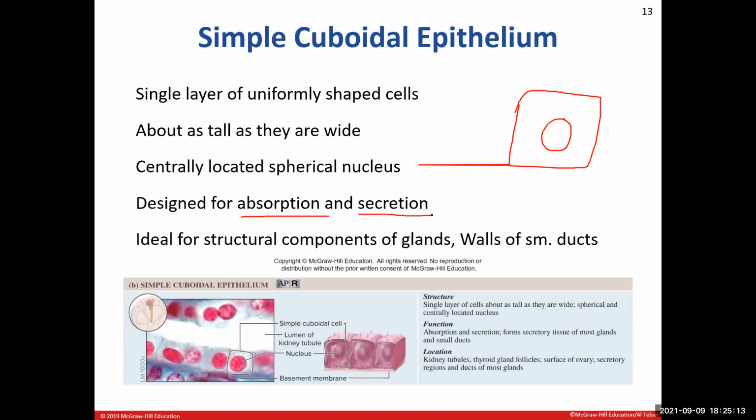So when we're thinking of absorption and secretion, think of the kidneys. The kidneys are just going to filter the blood, and they're going to keep some things and dump it back into the blood while getting rid of other things and putting it into the urine. So it's filtering out the blood, right? And so that's wonderful. When we get to secretion, think of glands.